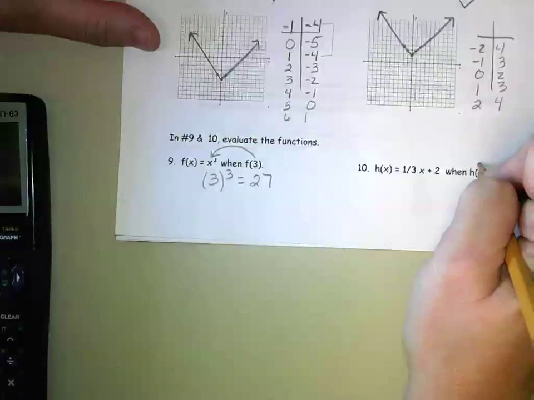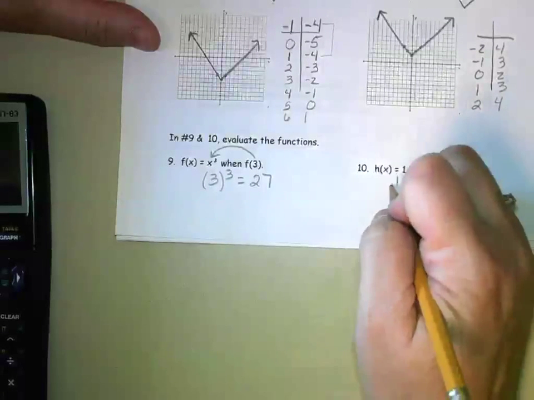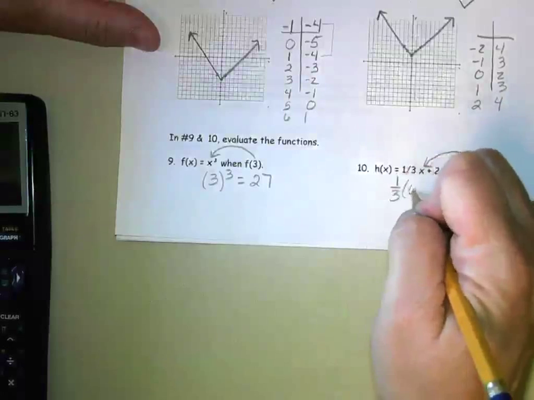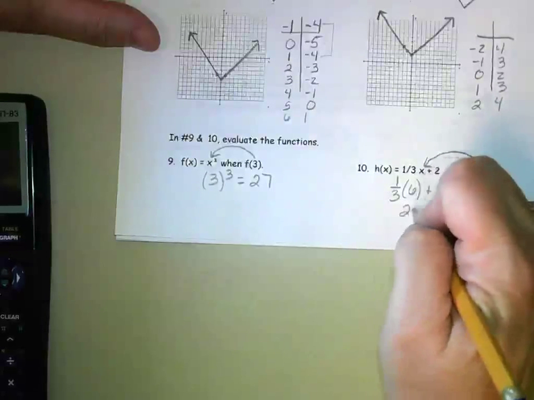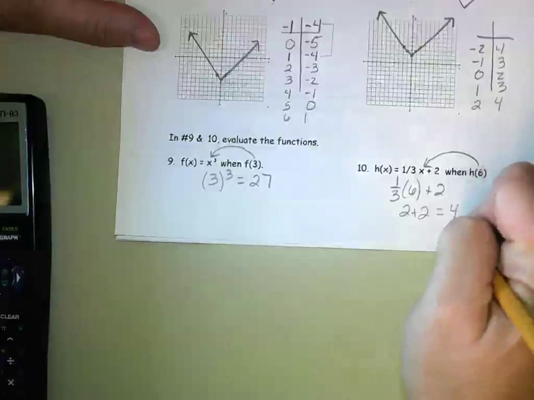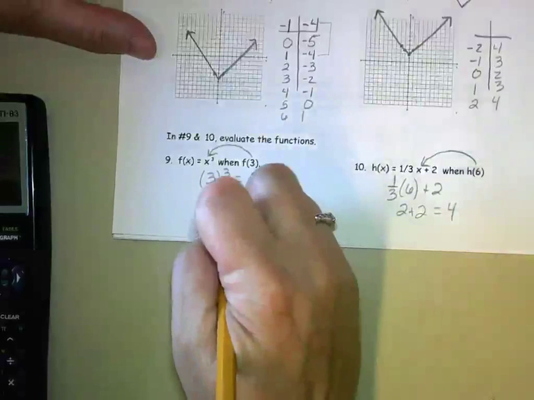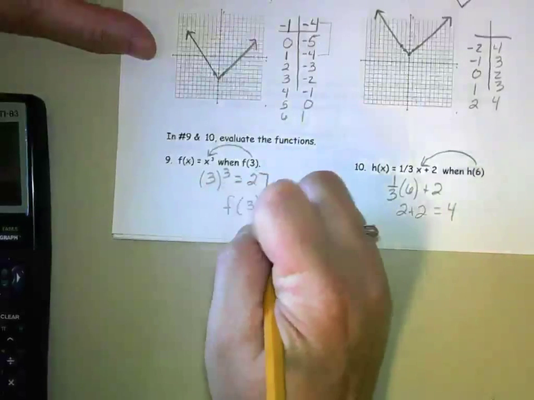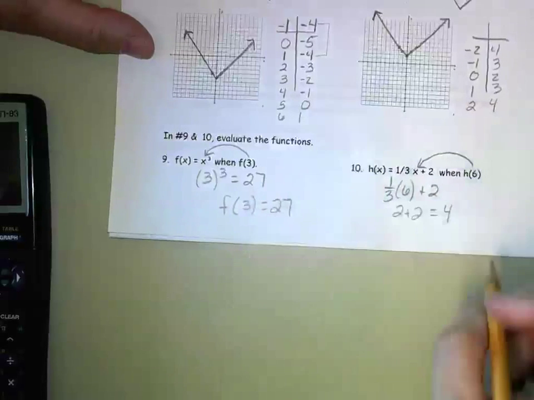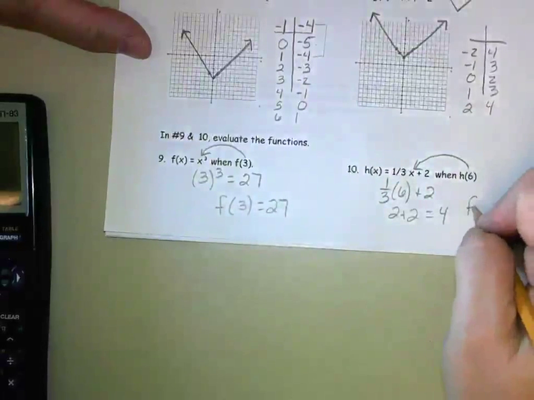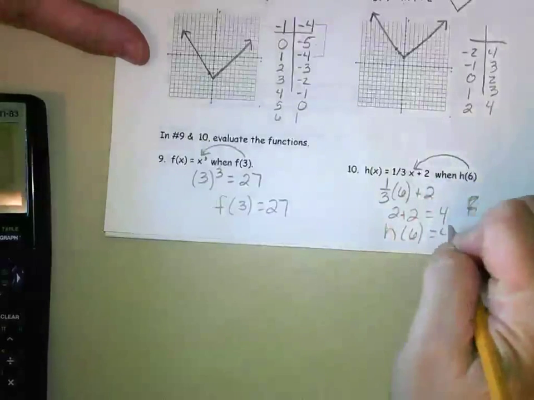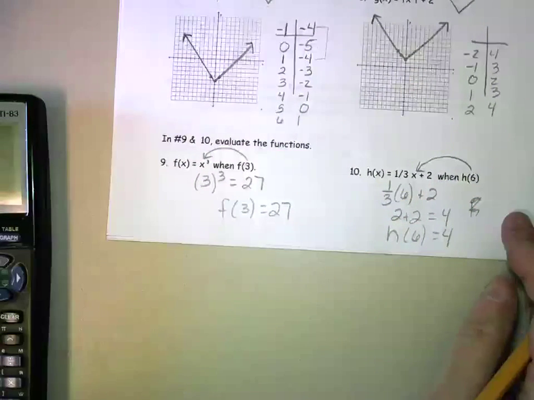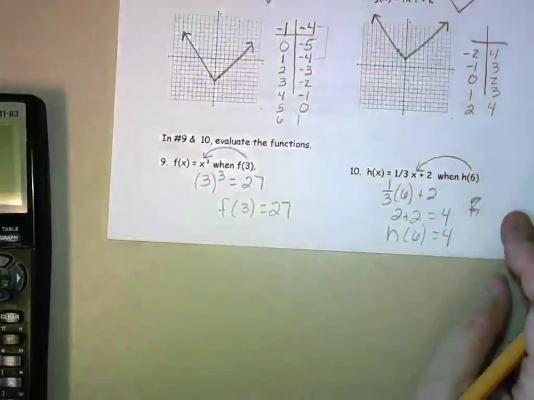And second one, 1/3 of 6 is 2. Plus 2 is 4. And I guess I could write this as f of 3 is 27, and, oops, this one is h. h of 6 is 4. And that's the value of that function at 6.